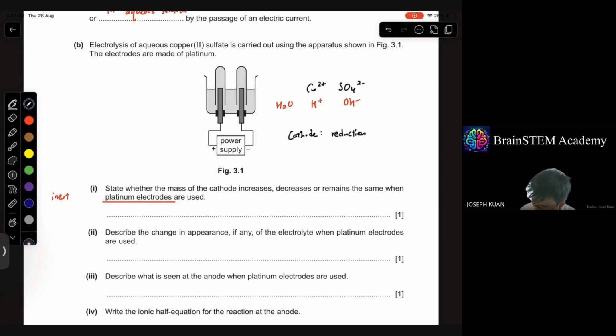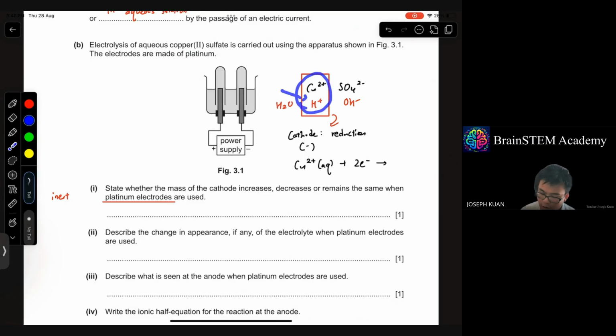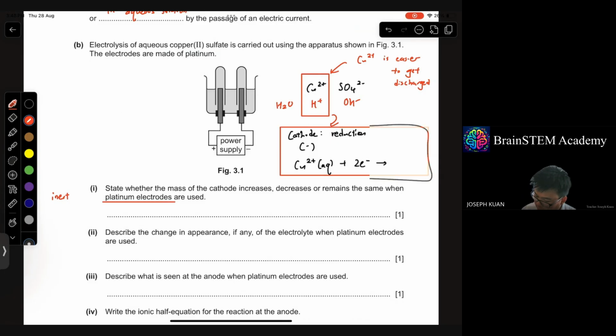And the cathode is the negative terminal. It will attract the positive ion. So it's either copper 2 or hydrogen that gets discharged. Now, the answer is copper 2, because if you know your theory well, copper has a lower reactivity than hydrogen, or some schools will prefer to call it this way, which is copper is easier to get discharged compared to hydrogen. So therefore, it's not hydrogen that is formed, instead copper 2 is formed.